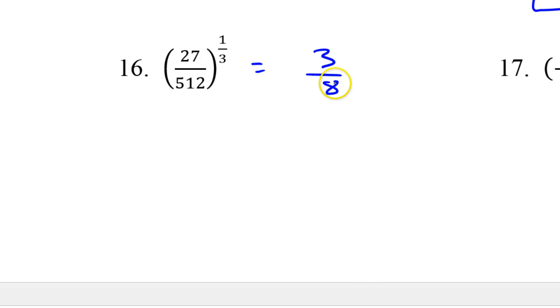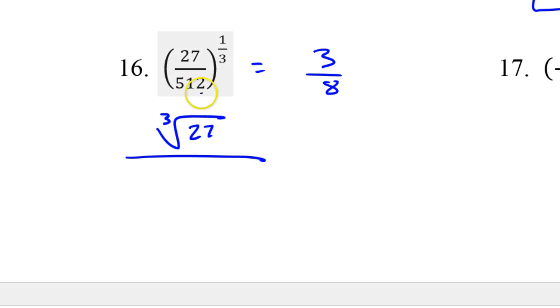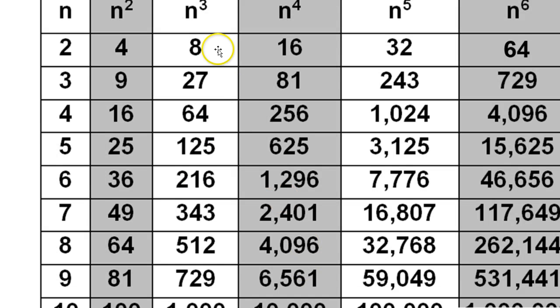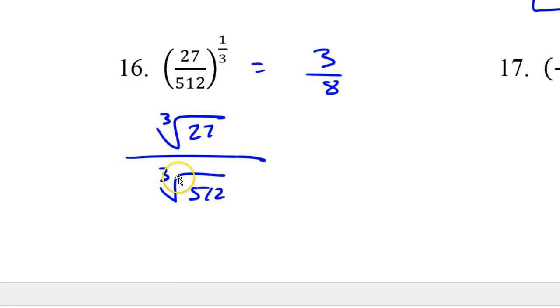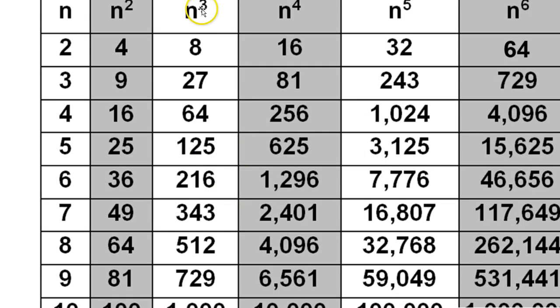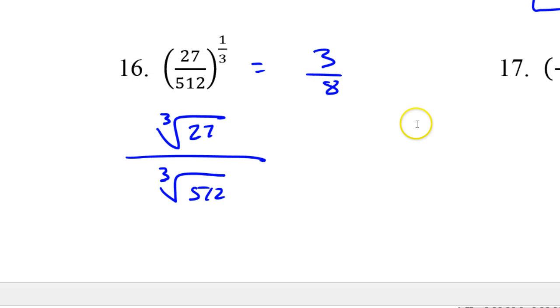But here's why we didn't actually need a calculator for that. Remember that 1/3 power is the same thing as the cube root. So all that we're really doing is taking the cube root of each one of these things, the cube root of 27 and the cube root of 512. If you have your table, the cube root of 27, that's 3. That's why we have a 3 up here. The cube root of 512 is 8. That's why we have 8 down here. That's what your calculator did. Any questions on number 16?